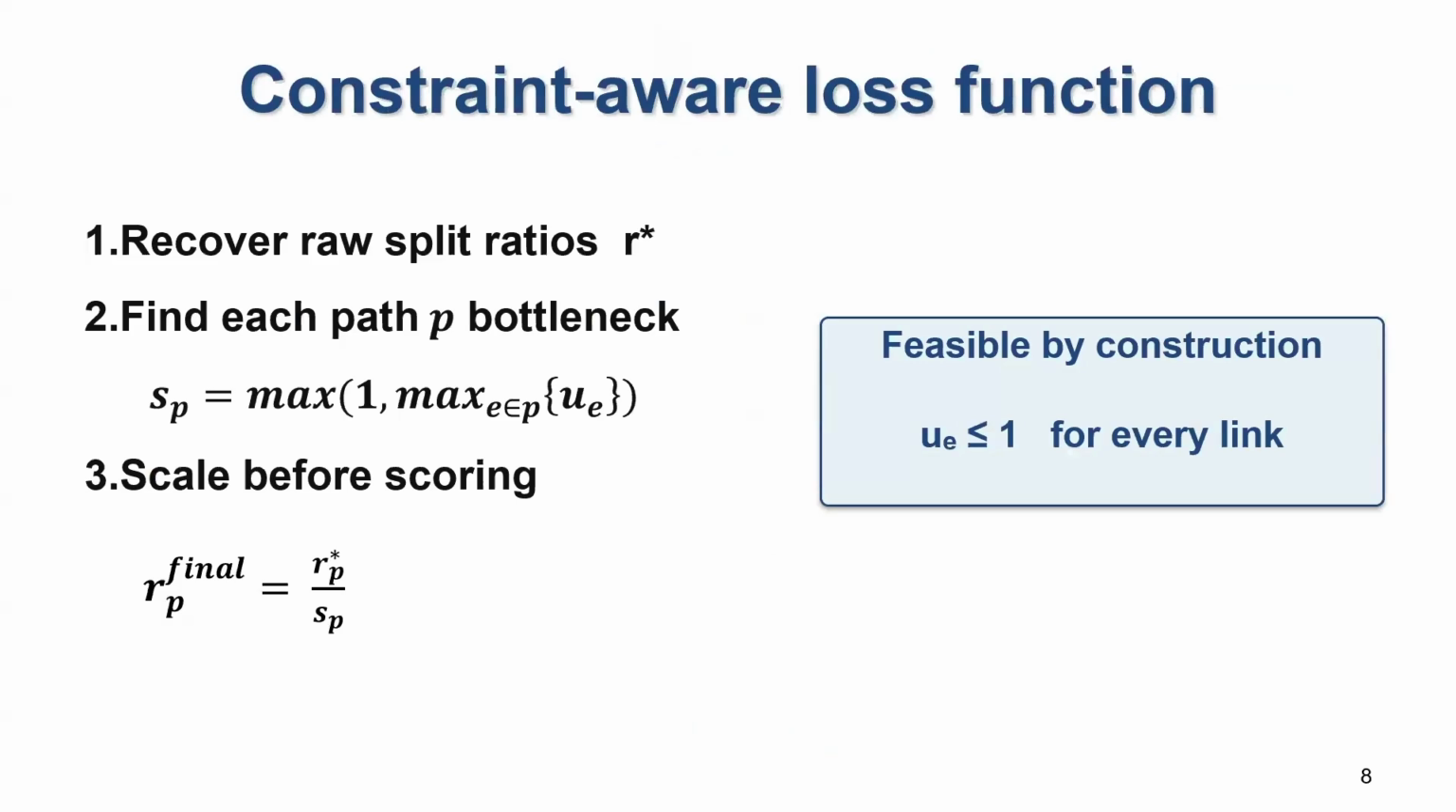While a finite number of dual updates can still produce raw split ratios that overload a link. To this end, KaeTE computes every path scaling factor as the maximum utilization among the links on that path, which is also lower bounded by 1. Then KaeTE divides the raw split ratios by this factor to guarantee that no traversed link exceeds its capacity. KaeTE uses these scaled ratios to compute the throughput.